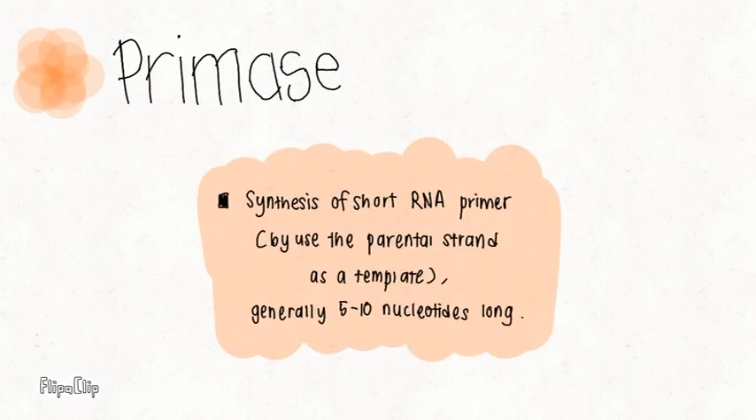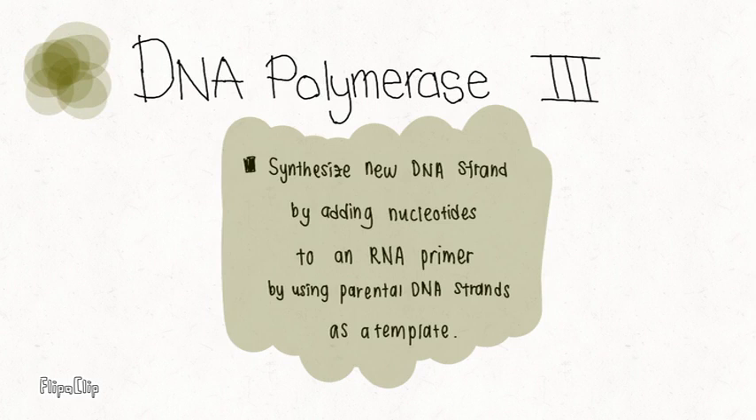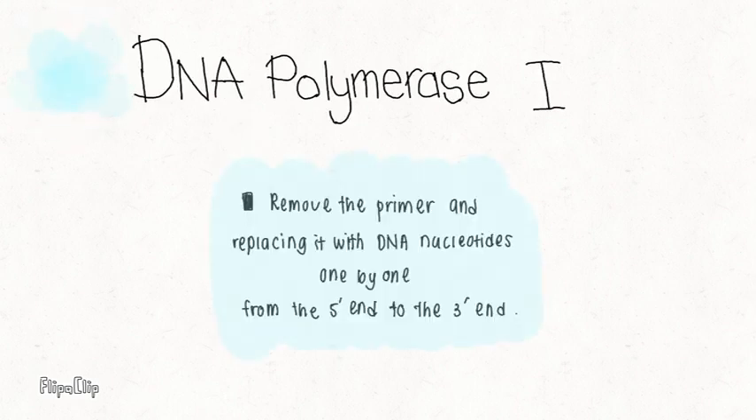The next enzyme is called primase. Primase synthesizes a short RNA primer by using the parental strand as a template. It is generally 5 to 10 nucleotides long. Next is DNA polymerase III. It synthesizes a new DNA strand by adding nucleotides to an RNA primer, using the parental DNA strands as a template. Last but not least, there is DNA polymerase I. It removes the primer and replaces it with DNA nucleotides one by one from the 5' end to the 3' end.